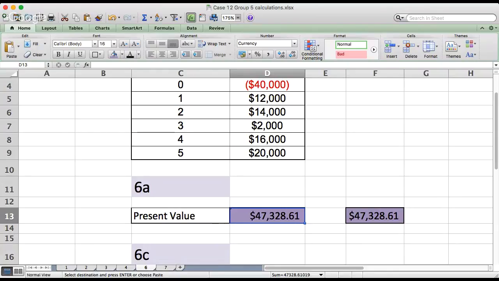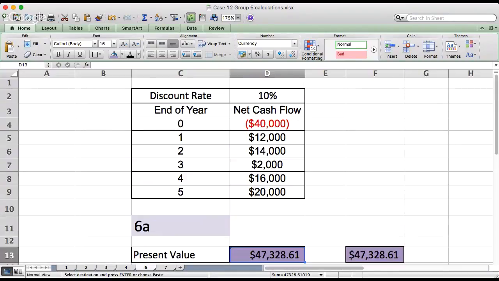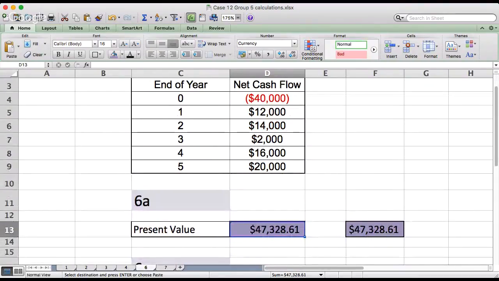So what you're doing this time is using the net present value function, NPV. So you're going to set it up with equals NPV, and then the first thing that it's going to ask you for is the rate. So you're clicking on this 10% discount rate, and then it's asking you for the cash flows. So you're just going to be highlighting these years 1 through 5 to give your flows. And then you close it with the parentheses, and then you come out with $47,328.61. So that's the answer for 6A.